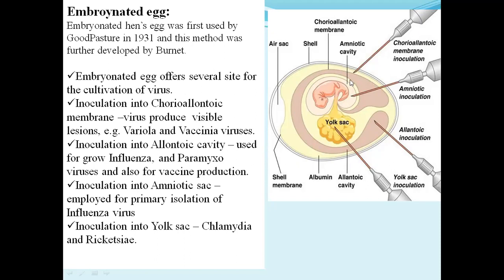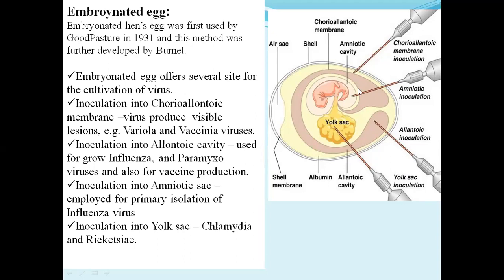Next, inoculation into the allantoic cavity. This is the allantoic cavity. You can see this is the allantoic cavity. This site is used to cultivate influenza viruses, paramyxoviruses, and also for producing vaccines.